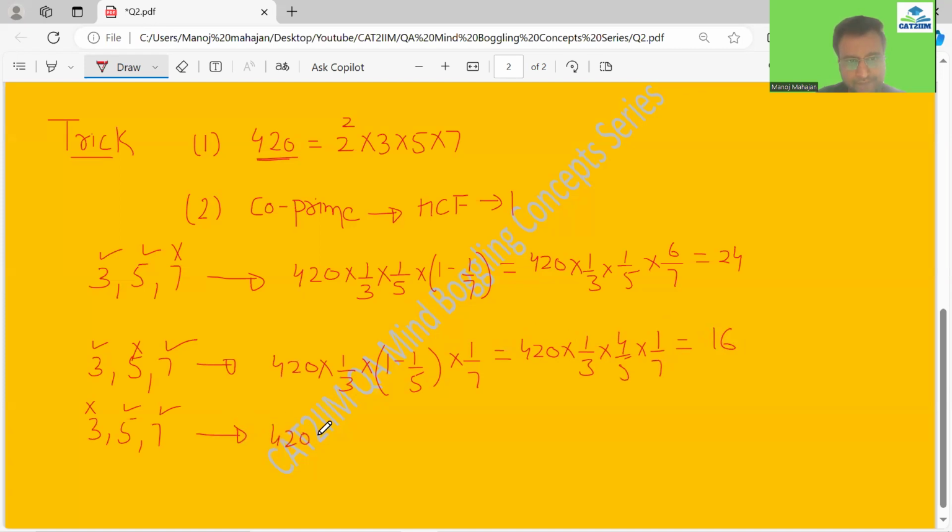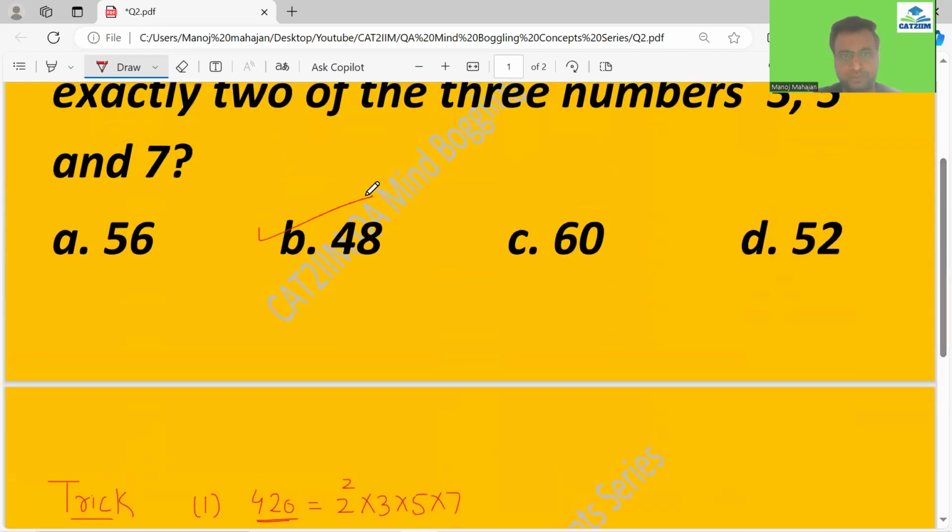So 420, I do not want with 3. So 1/3 numbers are divisible, so 2/3 will not be. So 1 minus 1 by 3. I want it with 5, I want it with 7. So finally, if I write 420 into 2 by 3 into 1 by 5 into 1 by 7, this gives me how much? That is 8. So the total numbers in this range would be nothing but 48. So 48 is the right answer to the problem, which is option B out here.